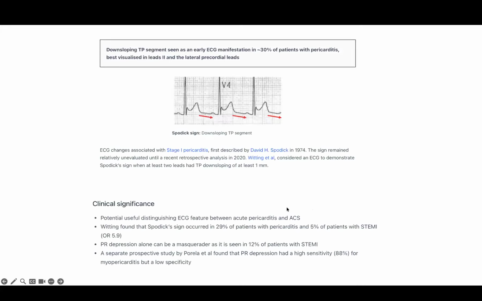Okay, no problem. So it is a downsloping TP segment that is seen as an early ECG manifestation in about 30% of the patients with pericarditis. It is best visualized in lead 2 and the lateral precordial leads. It is a potentially useful distinguishing ECG feature between acute pericarditis and ACS. So you need to know about the Spodick sign when you interpret a pericarditis ECG.